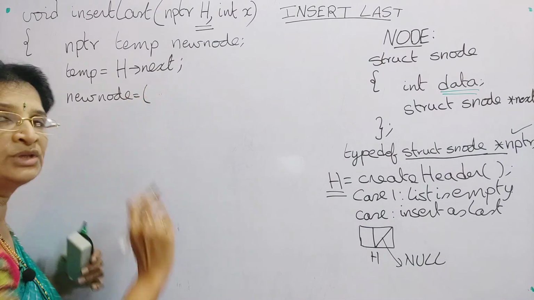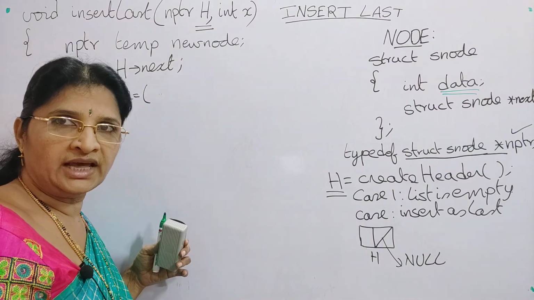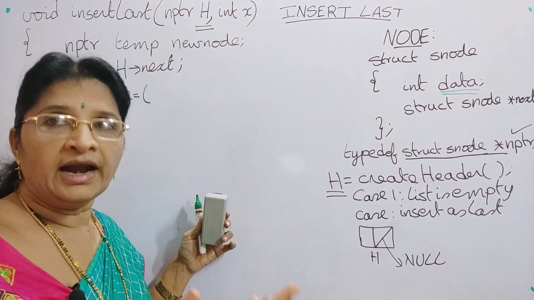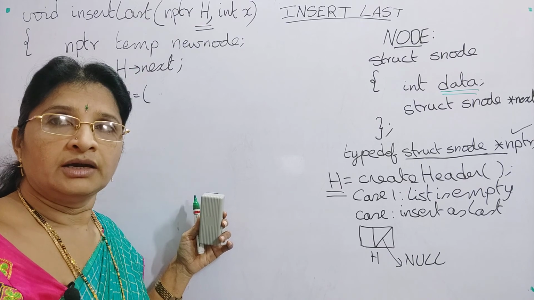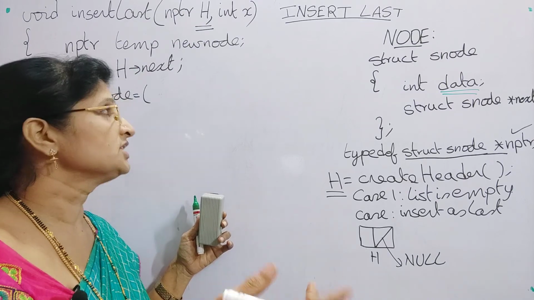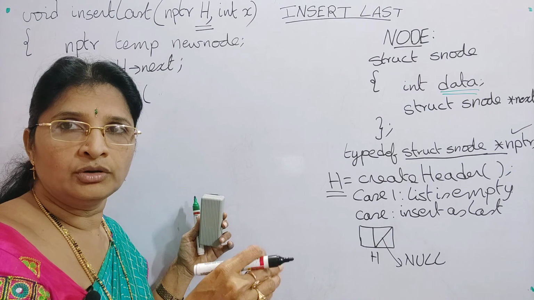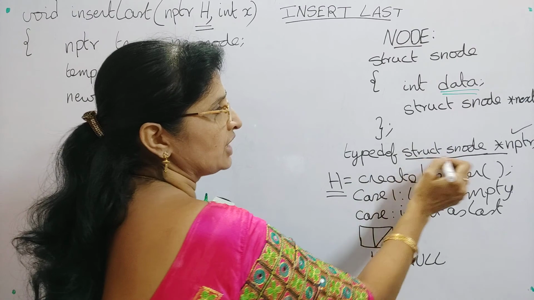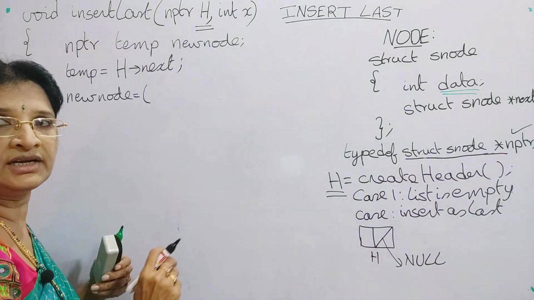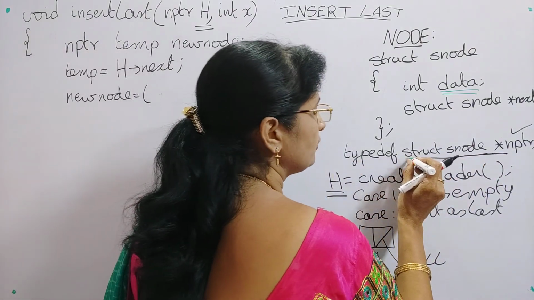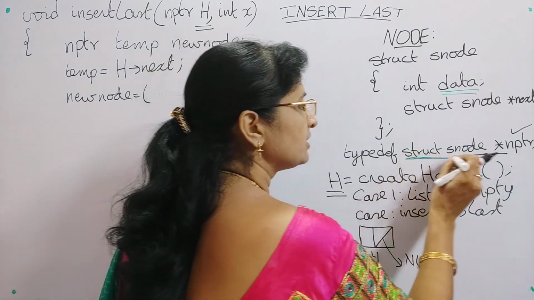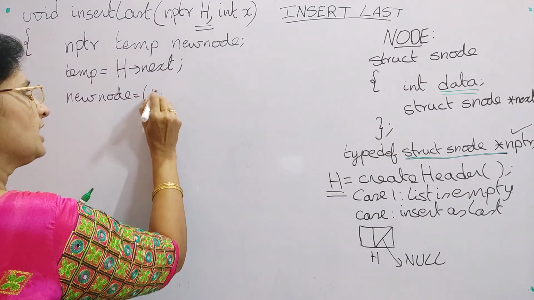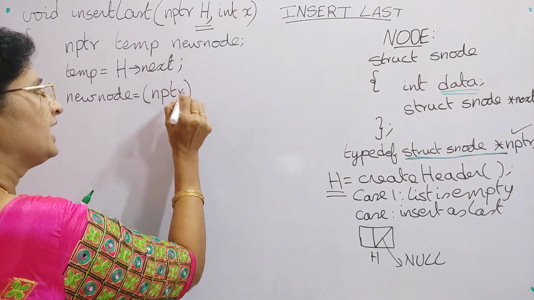First, you have to do the typecasting. Whenever the malloc function allocates memory, it returns a void pointer. This void pointer must be converted to your particular type. Here, our type is struct node asterisk. So we have to convert our pointer to struct node asterisk. Instead of struct node asterisk, we can give it as nptr.